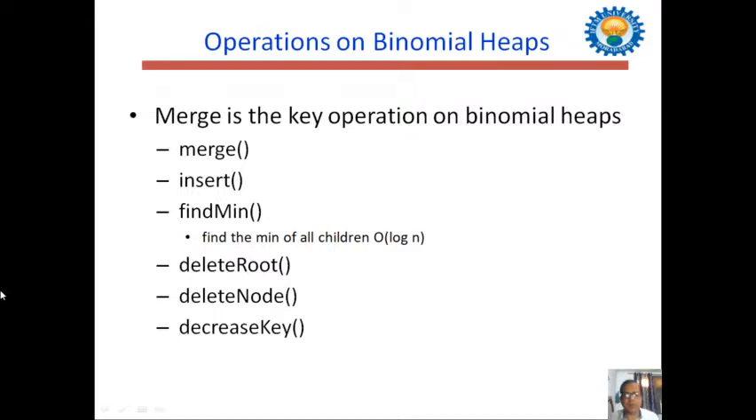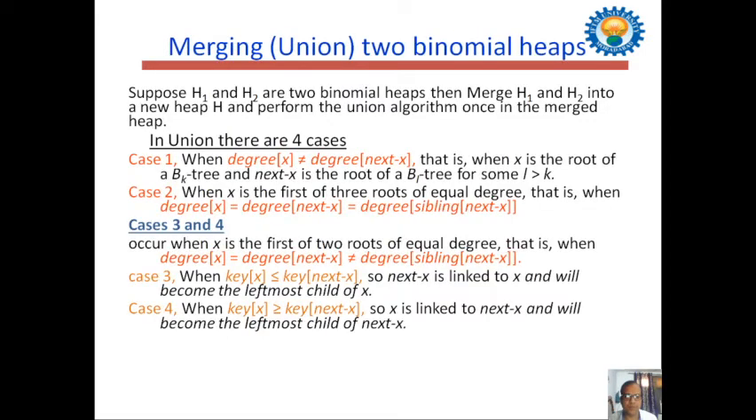Here are some operations which are generally performed on a binomial heap. Merge is the key operation on a binomial heap. Merge, insert, find min, finding the minimum of all roots, delete root, delete any node, and decrease the key. These are some of the operations. But the main operation is merge in a binomial heap.